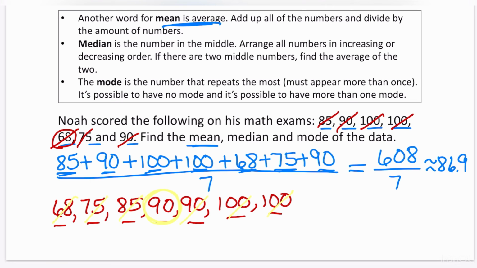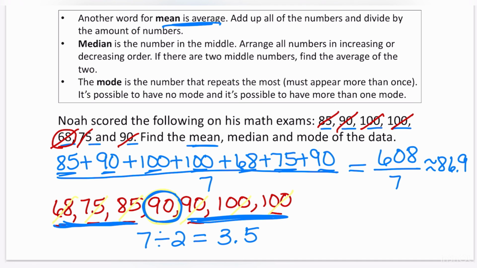So instead, if there's 7 numbers and you divide by 2, that means 3.5. Well, if you have an odd amount of numbers, you definitely have a true middle. So 3.5 tells me I'm going to have 3 numbers to the left, 3 numbers to the right, and then I'm left with my middle number, which is going to be the 4th value.